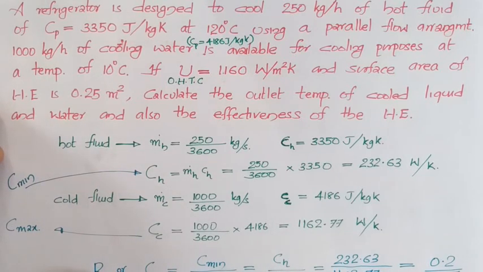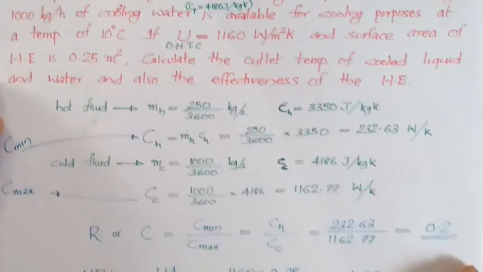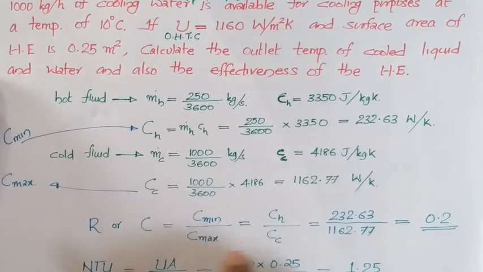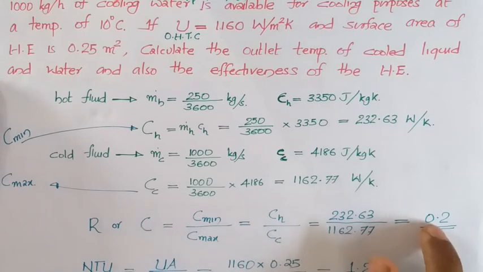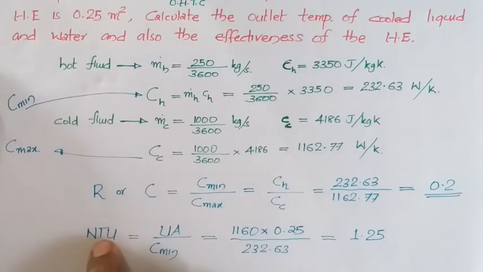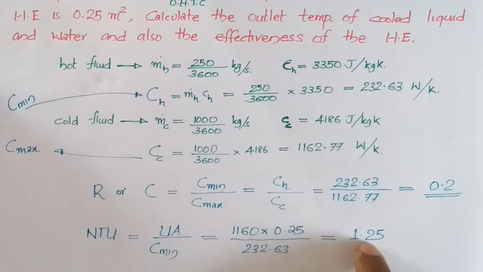So you will be finding the ratio R or C. In the data book, this notation is used. So I will be finding C, which is the ratio of minimum to maximum heat capacity rates. Then I will be getting C as C min by C max as 0.2. Then I will be finding the value NTU, which is the number of transfer units, given as UA by C min. This equation you can find in the data book for heat exchangers.